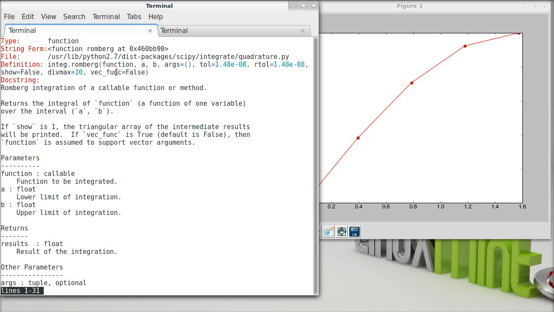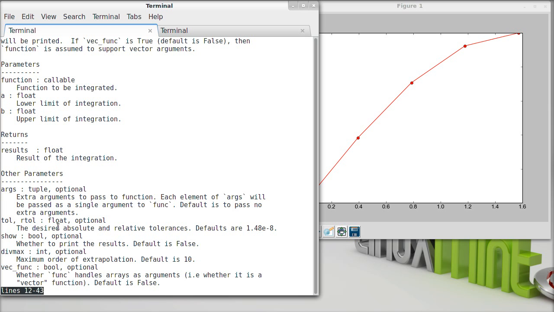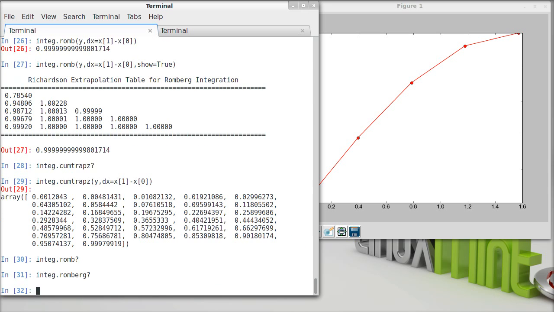For the most part, the first four are the things we're most interested in. Vecfunc is useful, and show can be useful. Again, it describes all of these, which I just said. You should read them at your leisure, and it gives some nice examples showing how this is done. So let's just do this. We want to do the integral of our function, which we're calling f, which is just the sine, from 0 to pi over 2.